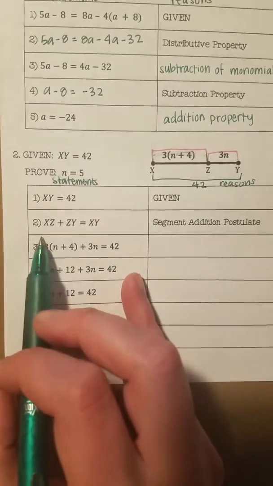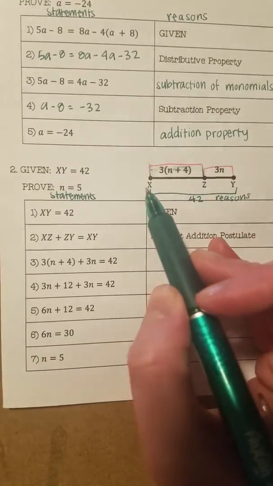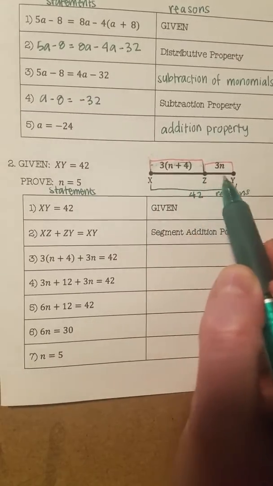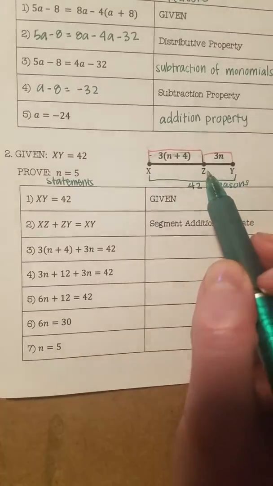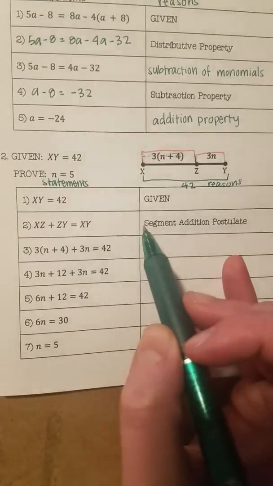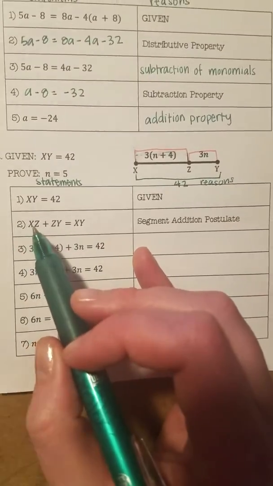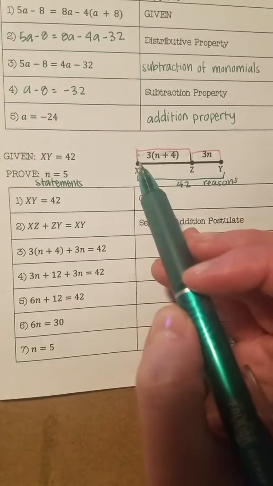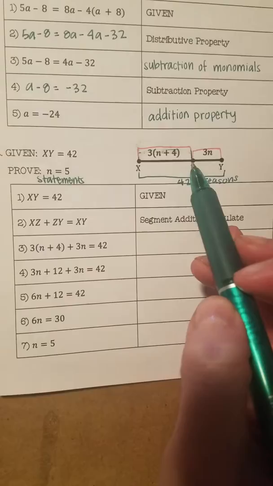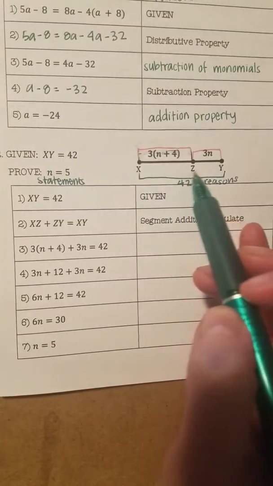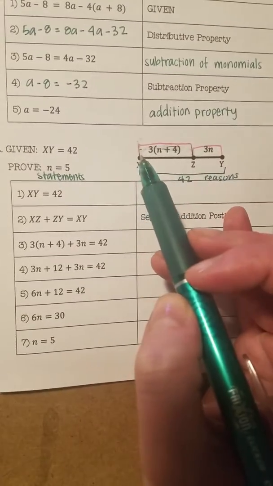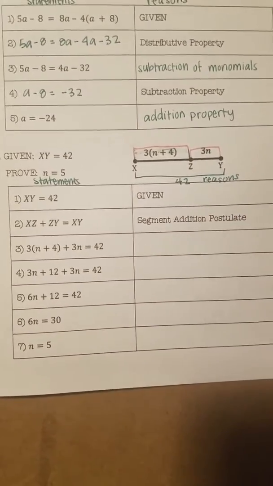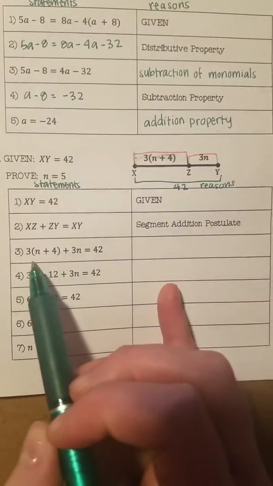Next, we notice the XZ and ZY are connected to make XY. We can use the segment addition postulate to say that XZ plus ZY equals XY. What that means is if I take this segment and stick it next to this segment, then the length of this whole segment is equal to the length of XZ plus the length of ZY. So that's the segment addition postulate.